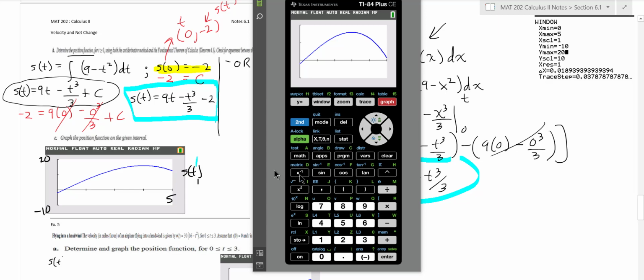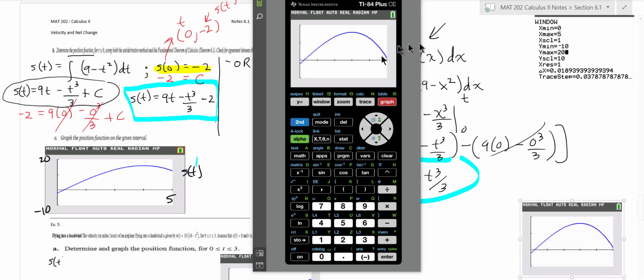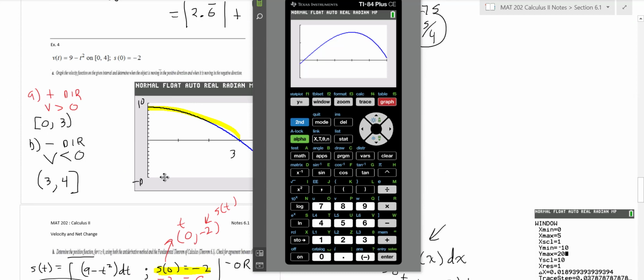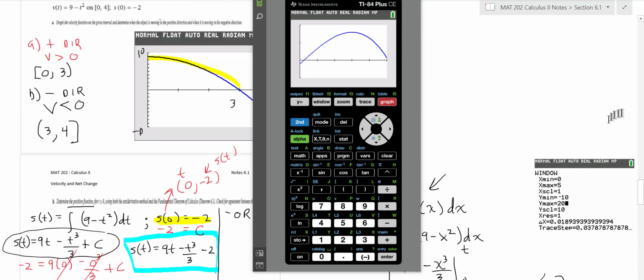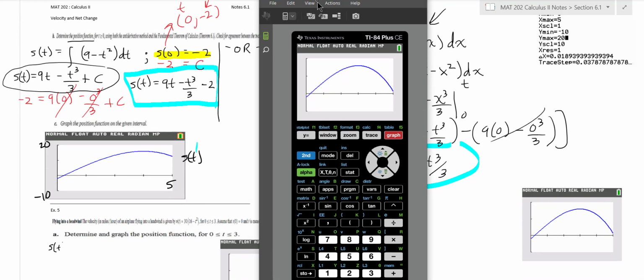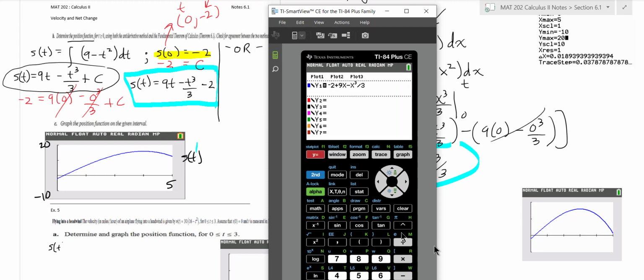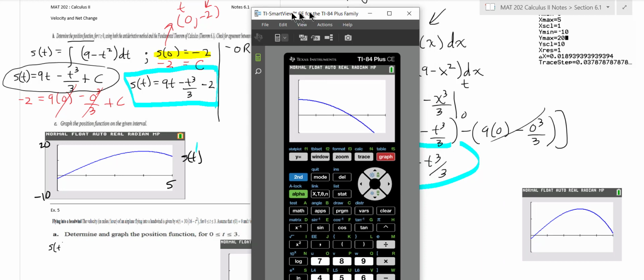So I want to compare this to the velocity. So I'm going to move this over here for a second. Then I'm going to go back and just quickly put in the 9 minus x squared. Okay. All right, so I got 9 minus x squared. Okay, this was the velocity function. I'll do this in the same window, and that's good enough.